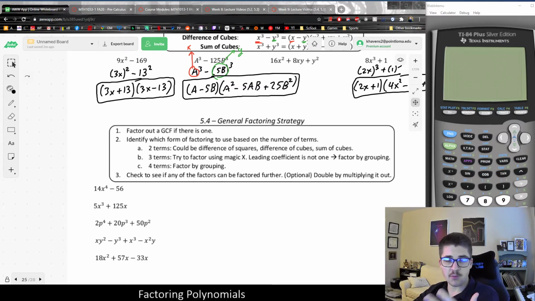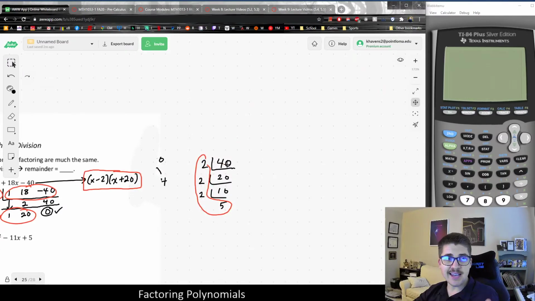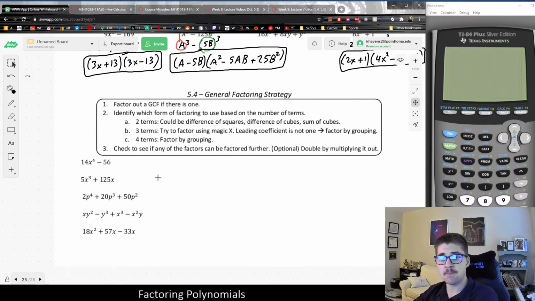Just like with numbers, right? We often want to know what's the prime factorization of a number. I mean, technically 40 is 2 times 20. That is a factorization of the number, but the prime factorization is finding all of the littlest pieces we possibly can that combine back together to make the original number.